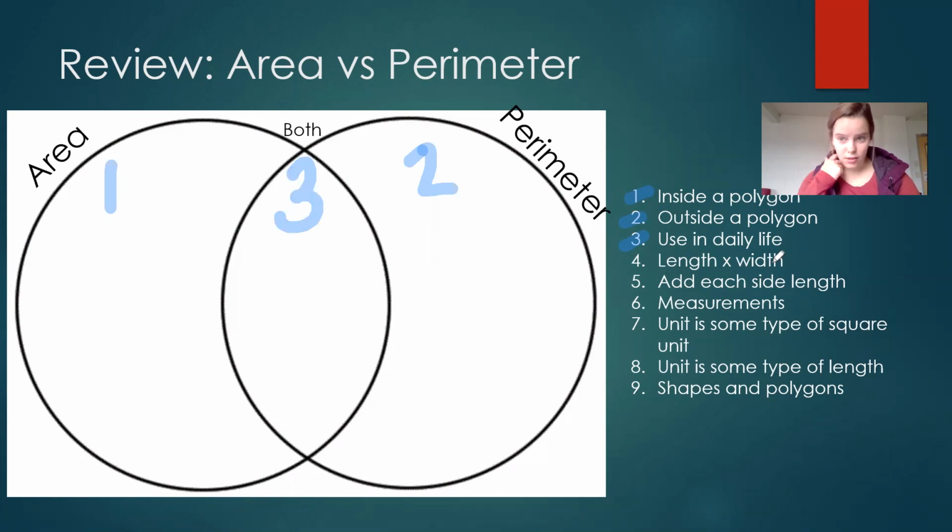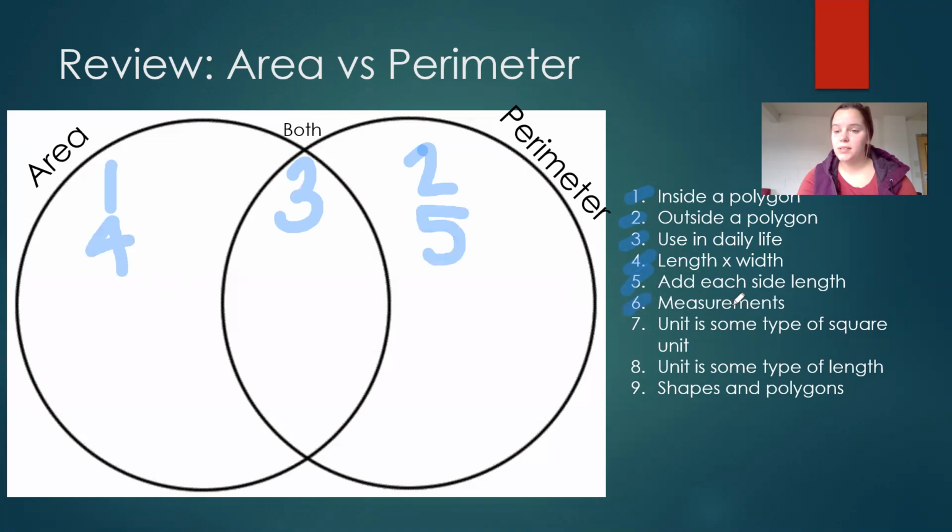Length times width. Okay, so from what we already know, length times width is how we find a measurement of either area or perimeter. And which one is it? Does anyone remember? It's going to be area. You take the length times the width to find out what the area is inside the polygon. Well, if that's how you find area, then I would assume, and we know, that the fifth one, add each side length, that's going to be perimeter.